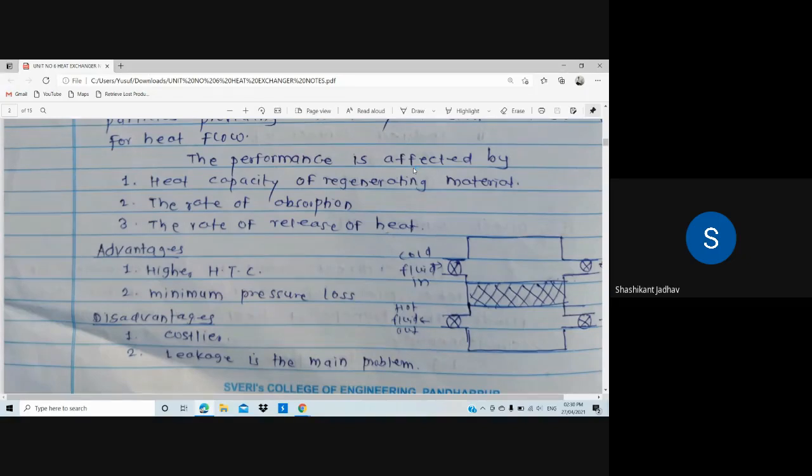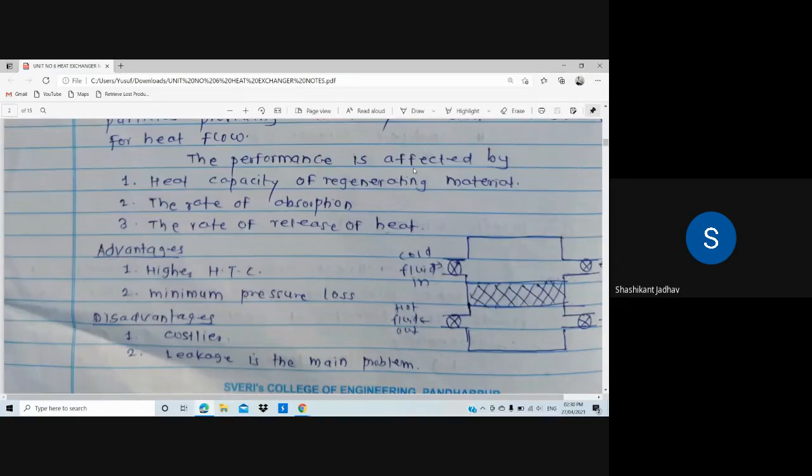Okay, so write down the advantages of this regenerated type of heat exchanger. Write down first advantage, higher heat transfer coefficient. What are the advantages of this type of heat exchanger? That is first one, higher heat transfer coefficient. Second, minimum pressure loss.